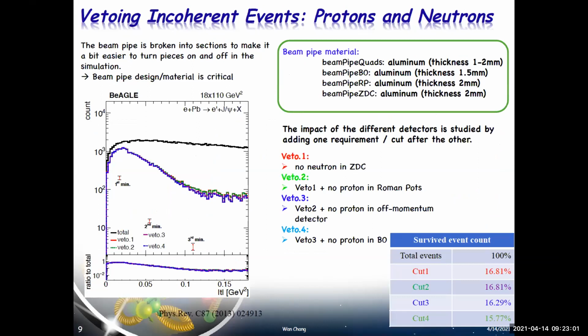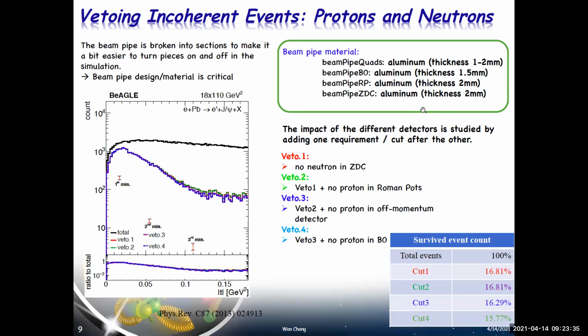We put the events through the interaction region far-forward magnets and detectors by ESCalate and Geant4. The beam pipe is broken into sections to make it easier to turn pieces on and off inside the simulation. And it is also easy to learn the impact of each section of the beam pipe. We assume all the material of the beam pipe is aluminum.